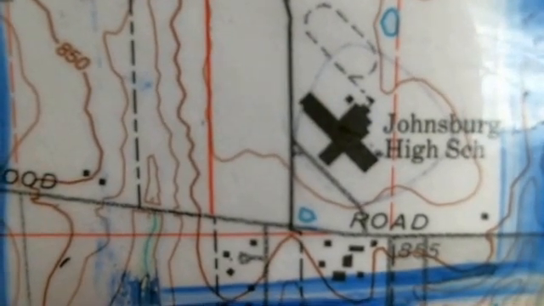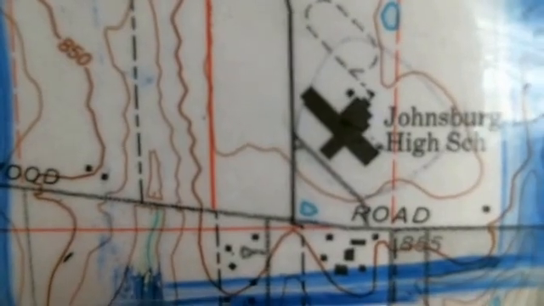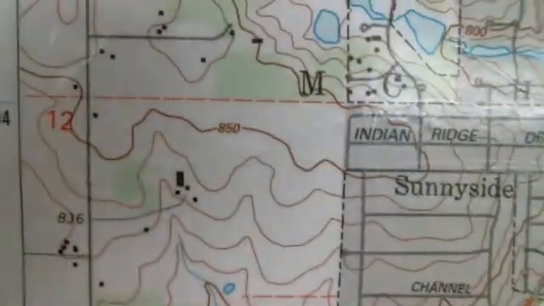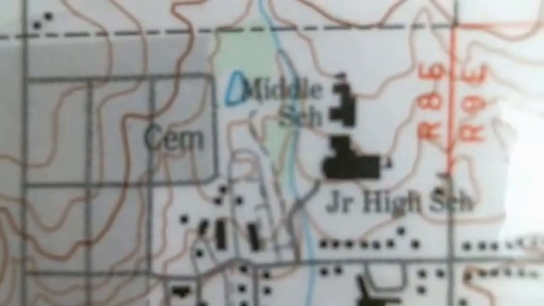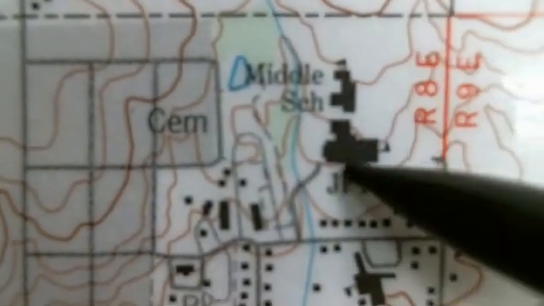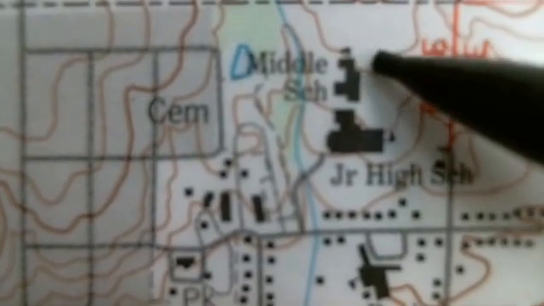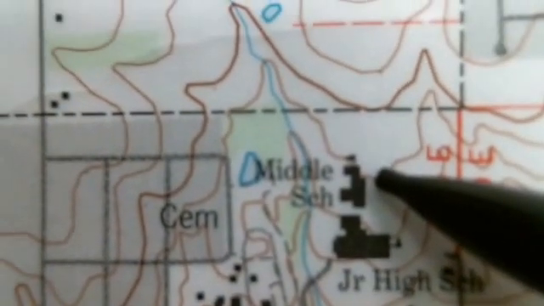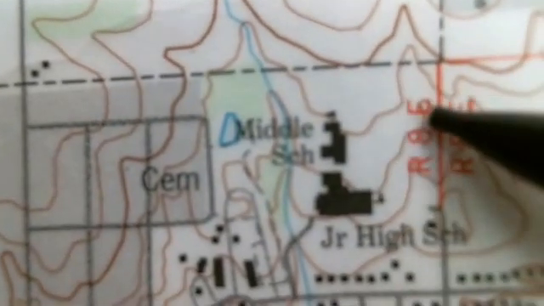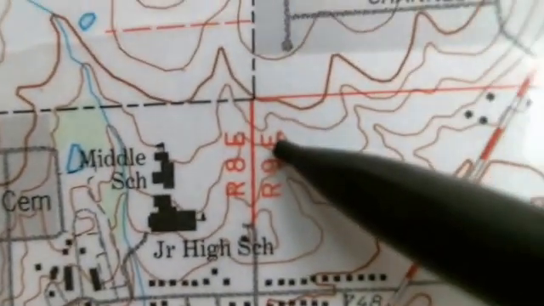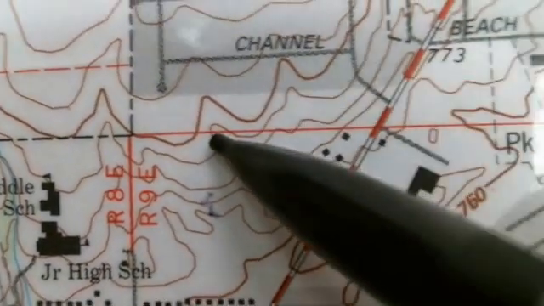Number 14, what is the elevation of Johnsburg Middle School? Johnsburg Middle School, where is that? It's down here. This is the middle school right there. So let's figure out, it's on this thin brown line. We've got to find a label here somewhere.